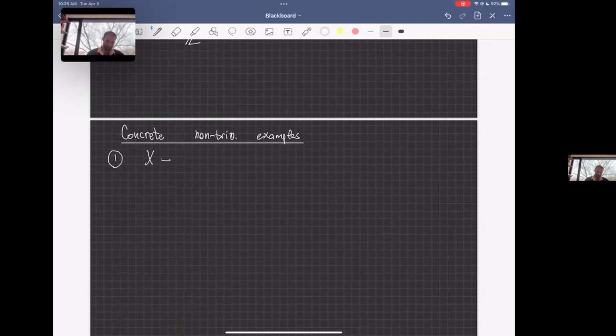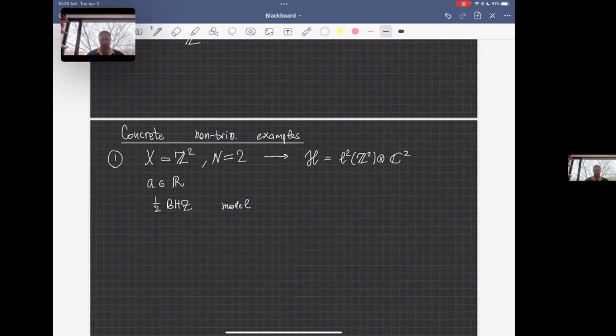So for this example, you take discrete space. You take 2 degrees of freedom on each lattice site. And so out of this, you get the Hilbert space, what I said before. And take some parameter A, which is any real number. And then one defines the so-called half BHZ model. It's for Bernevig, Hughes, and Zhang. Actually, the full BHZ model is also interesting in our context, but let me first speak about the half one.